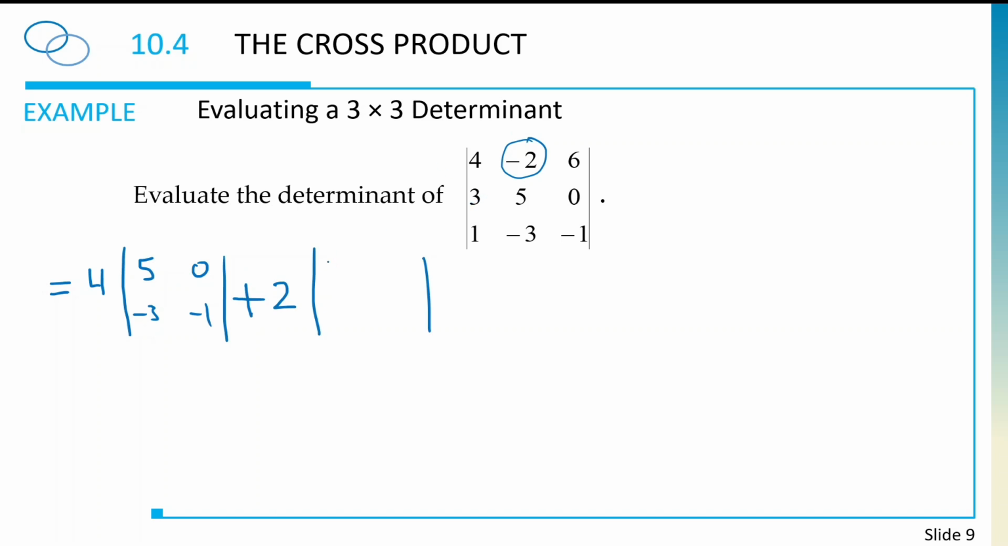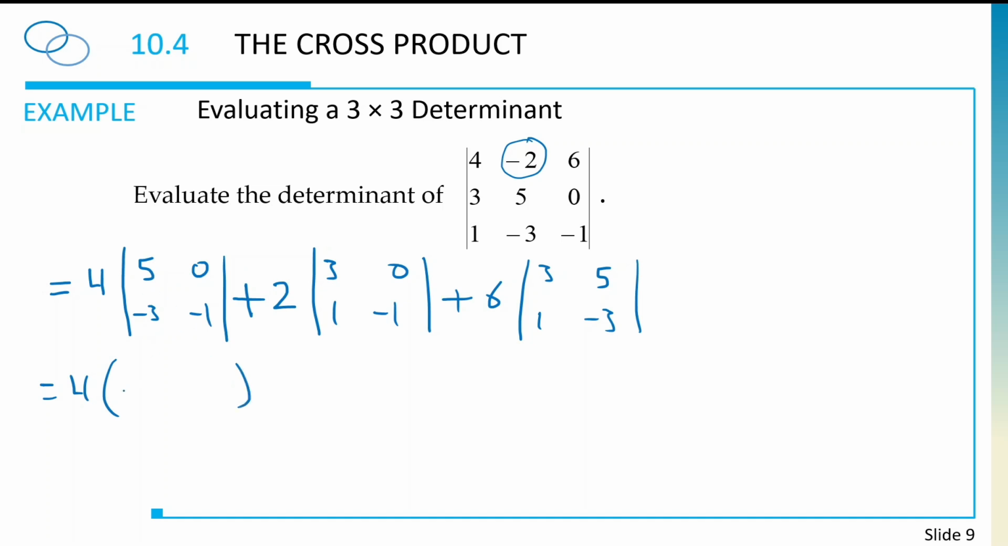What do you have left? 3, 0, 1, negative 1. Same for the third one. Cancel row, column, so I have only these 4. So this is 3, 5, 1, negative 3. And then the rest is simple. You do the calculation here.